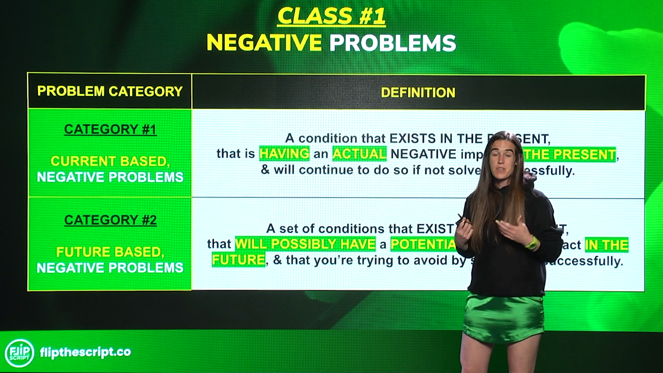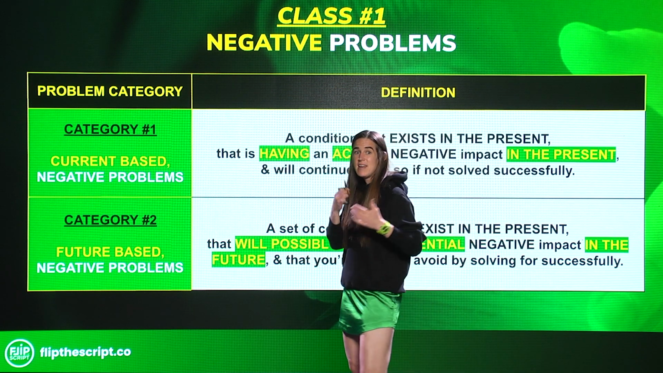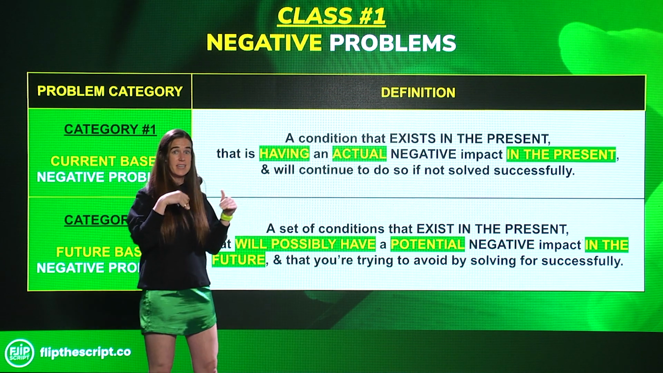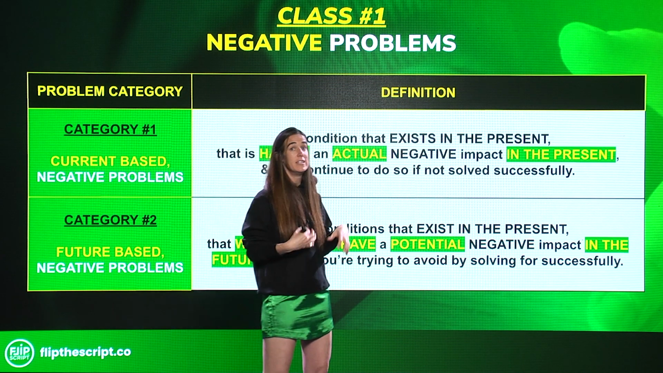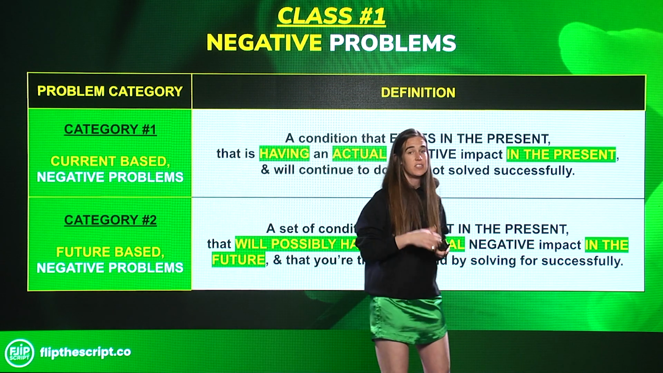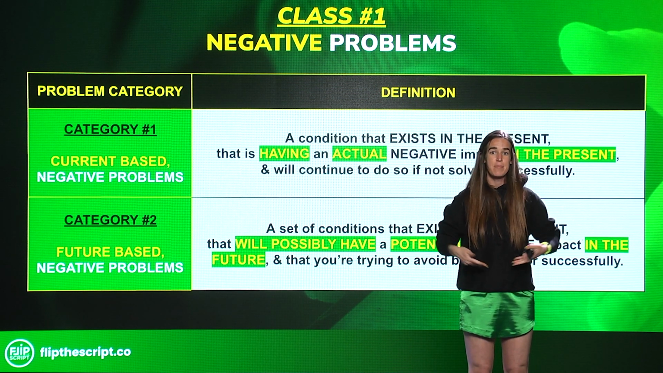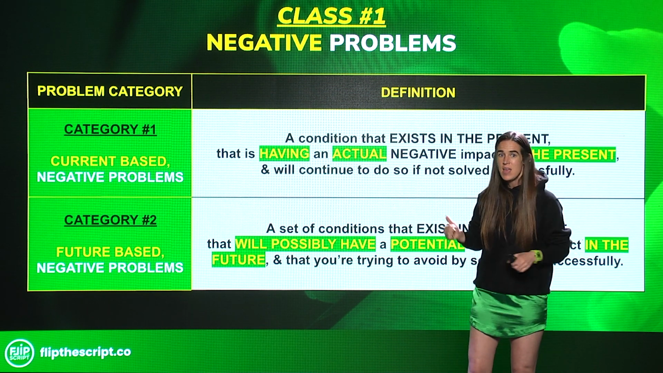So class 1, as a review, are going to be negative problems. Current-based negative problems are a condition that exists in the present state that's having an actual negative impact to them currently and will continue to do so if not solved. This is most of the pain-based problems: there's a negative impact happening to me right now. So the problem I need to solve is to alleviate what's happening to me right now.